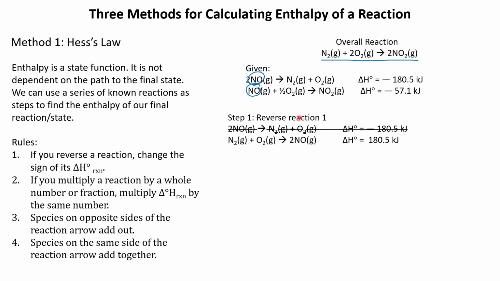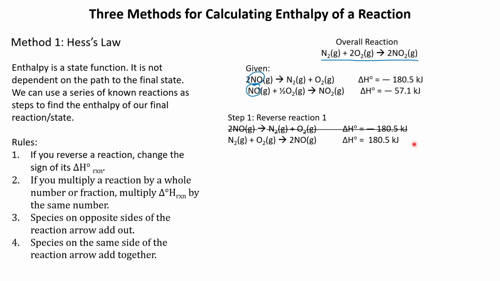So I'm going to cross reaction 1 out, and I'm going to write it reverse. So you can see I have taken my reactants, they are now products, and my products are now reactants. Again, per my rule number 1, I have to change the sign of the delta H. So it's no longer a negative delta H, it is now a positive delta H.